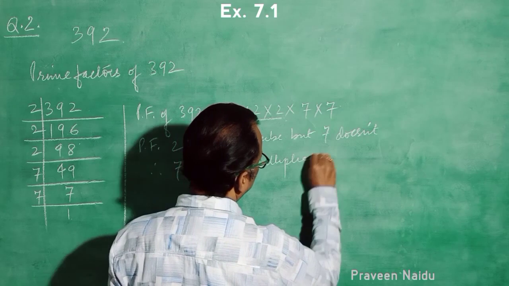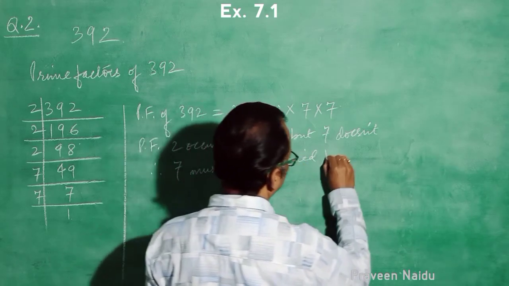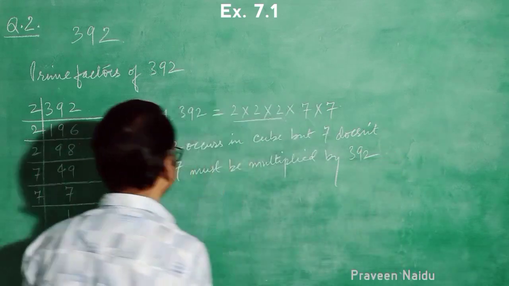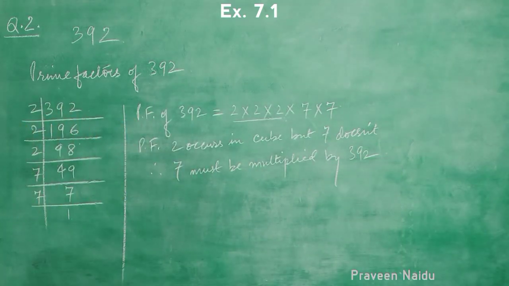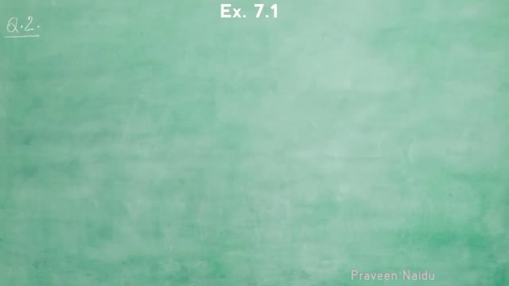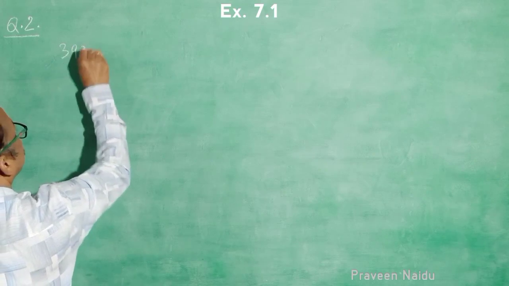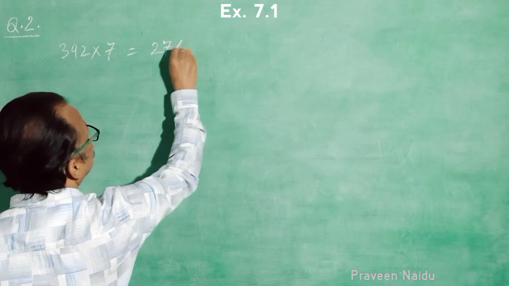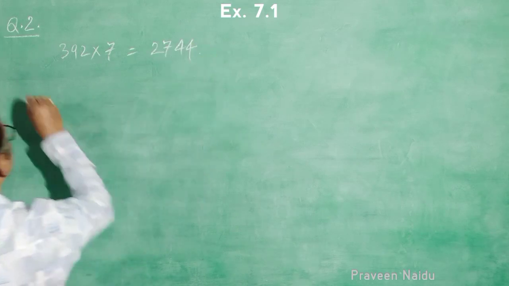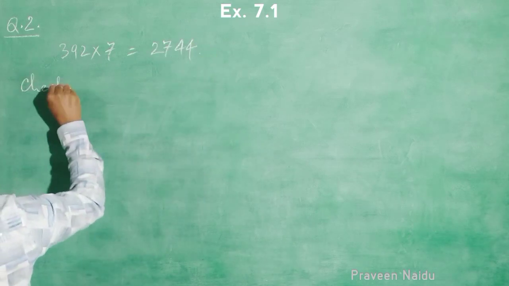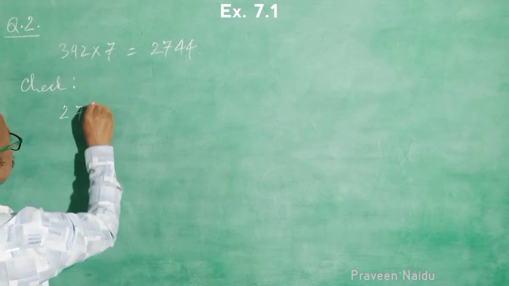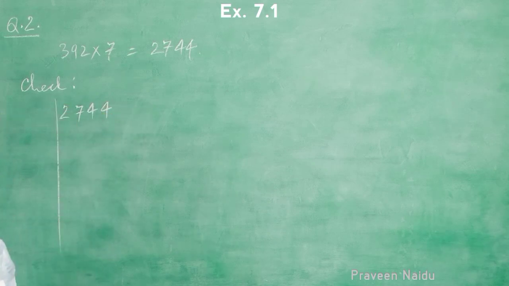So we multiply the number 392 by 7, because by multiplying by 7 we have 3 sevens. So 392 multiplied by 7 is equal to 2744. Now let us check whether it is a perfect cube or not.